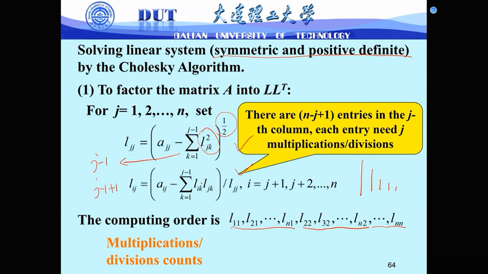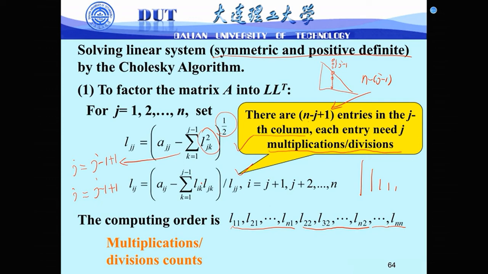So actually here, for this matrix L, there are n minus j plus 1 entries in the jth column. It's okay for you? For the jth column, how many elements? It should be n minus j plus 1, because there are j minus 1 zeros. So n minus (j minus 1) equals n minus j plus 1. Okay? For each entry, now you see we need j here, and also here we need the square root. So we count the square root once. So also j. That means for each element we need j multiplications or divisions.